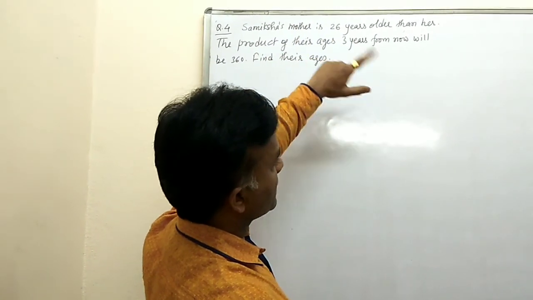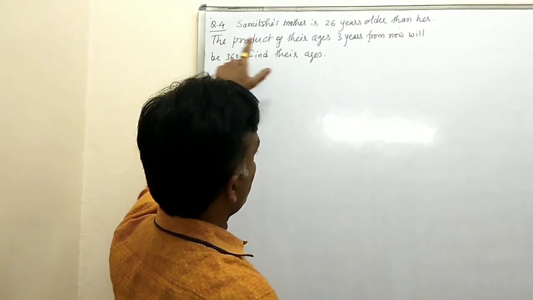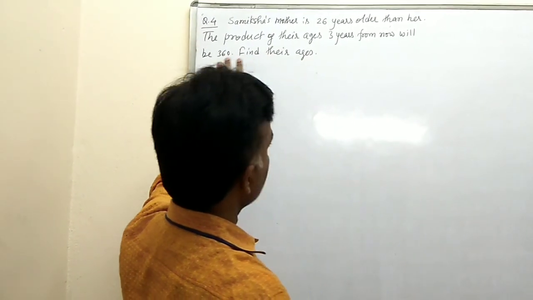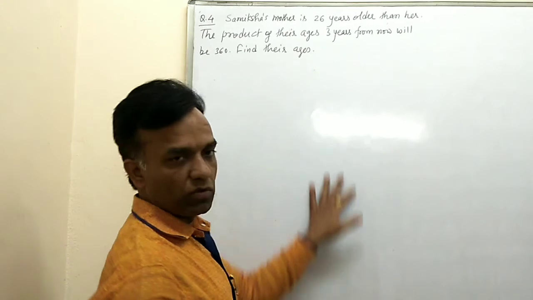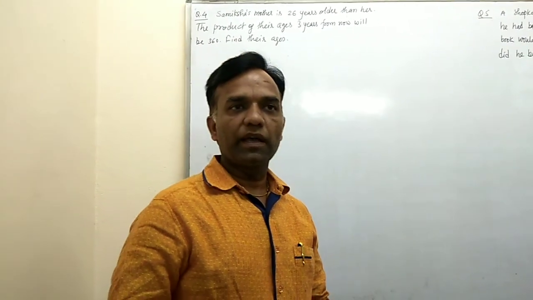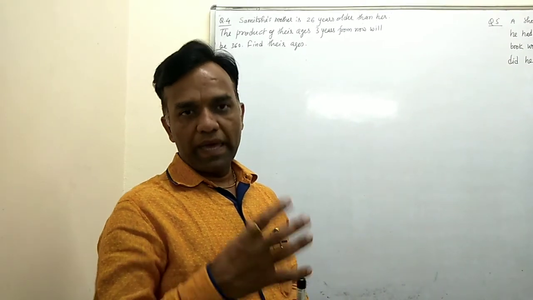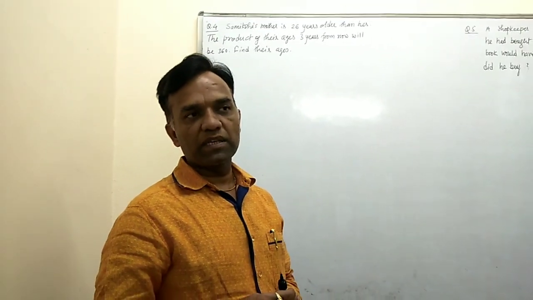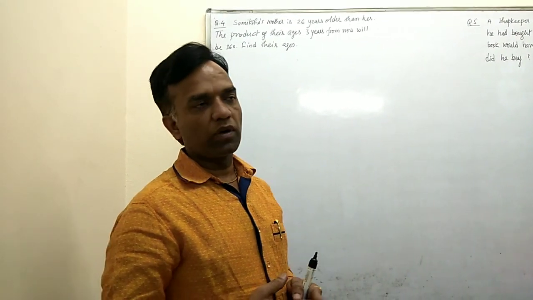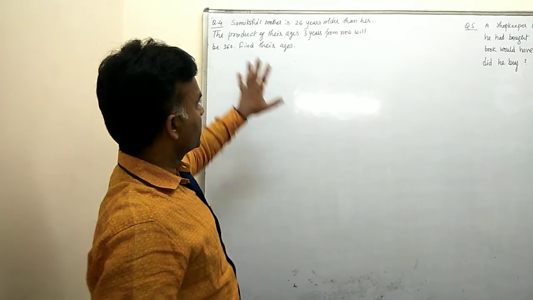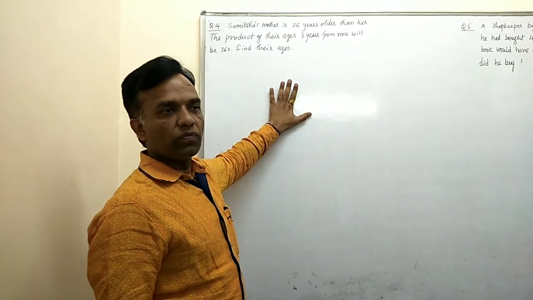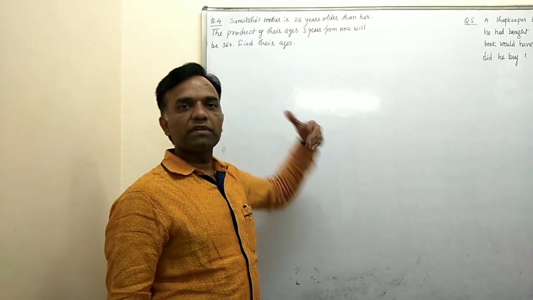Samiksha's mother is 26 years older than her. The product of their ages 3 years from now will be 360. Find their ages. Okay, so only these two statements are given here. One particular age is compared with the mother's. We don't know Samiksha's age, but her mother is 26 years older than her. So first, because we don't know the age of Samiksha or of her mother, we assume.